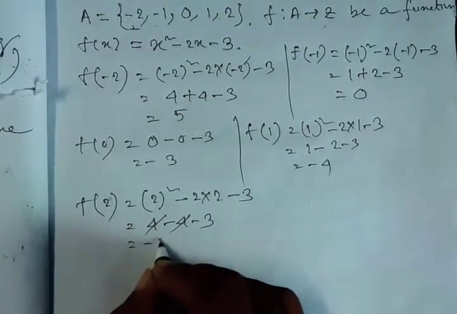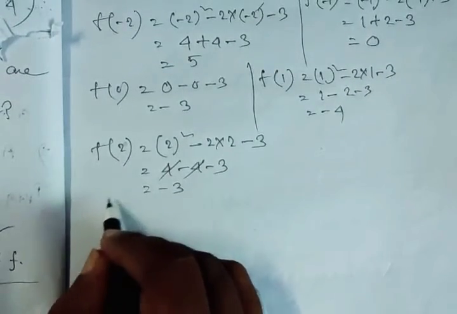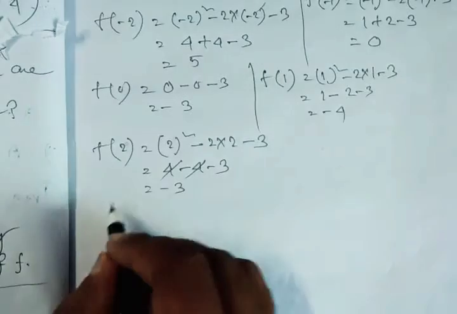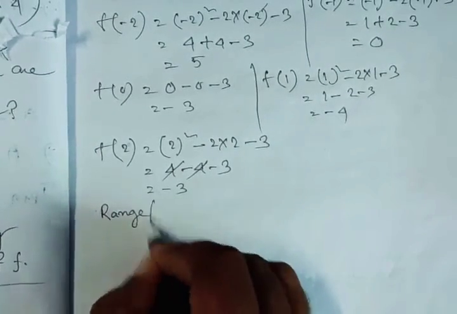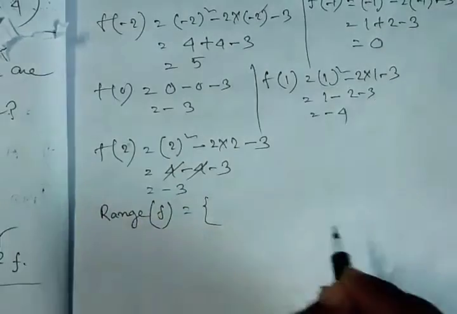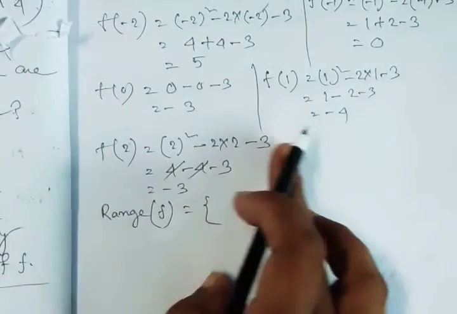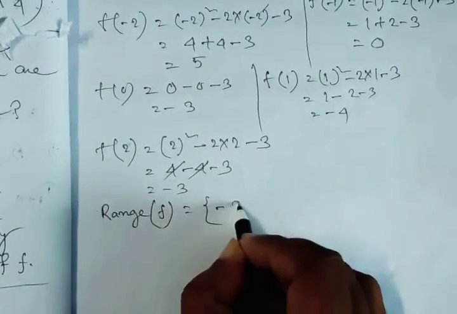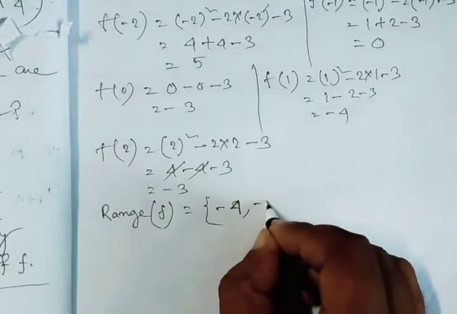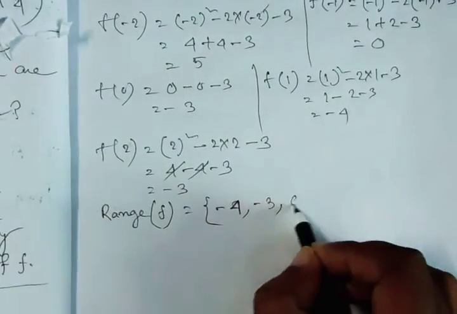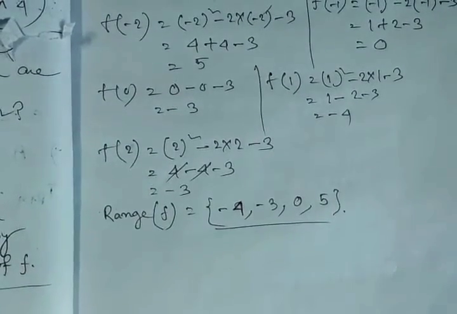So if you cancel it, the range of f in Z, starting from the negative, will be −4, then −3, then 0, then +5. So this will be the range of f.